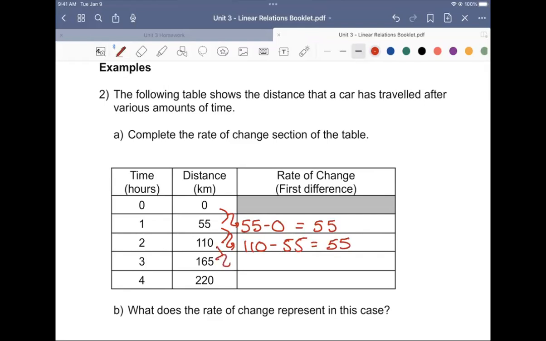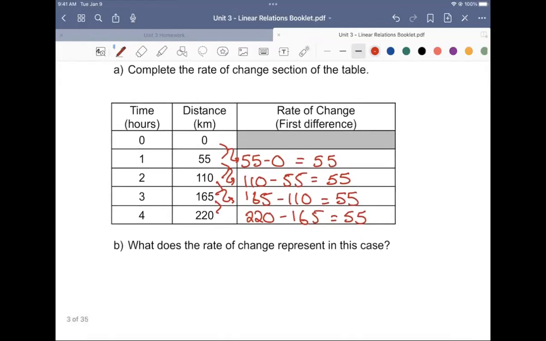If I take a look here, I have 165 minus 110 is equal to 55. And last but not least, I have 220 minus 165 is also 55. So what does the rate of change represent in this case? And another way that we can typically draw this out just to help us answer the next question is I always draw little triangles between these two numbers so I know which ones I'm comparing. Here there is a 1 hour change in time. Here there is a 1 hour change in time, 1 hour and 1 hour, because I go from 0 hours to 1 hour, 1 hour to 2 hours, 2 hours to 3 hours, and 3 hours to 4 hours.